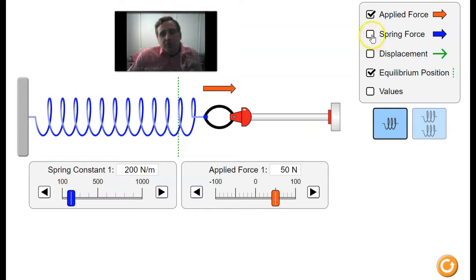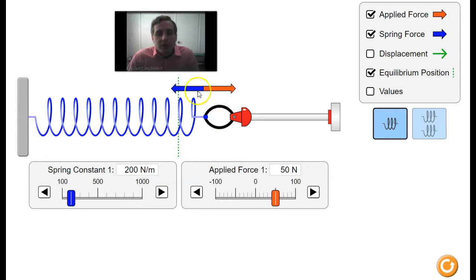But what about the spring force? What do you think should be the direction and the size of the spring force? Pause the video if you need to. So welcome back. It should be to the left and of the same size. That is, we have static equilibrium here. The sum of the forces in the x direction is equal to 0, and the velocity is 0. So we have an equilibrium situation.